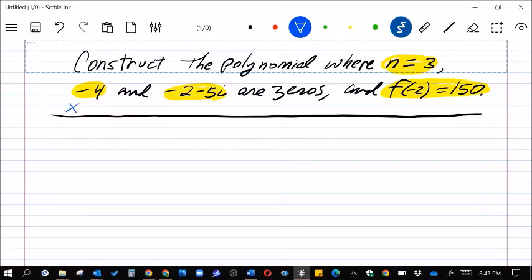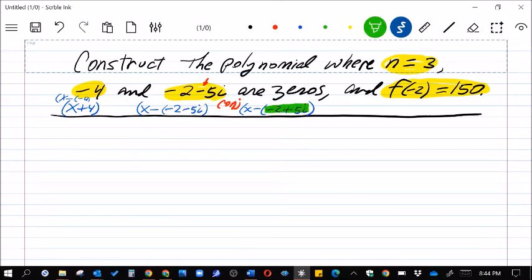So first, let's recognize that that's going to be x plus 4. This one is going to be x minus -4, of course. Then x minus the -2 minus 5i, but I won't go any further yet. But then we also have to do the conjugate. For the conjugate, we only change the sign of the imaginary part of the number. So that means it'll be x minus -2 plus 5i, because this is the conjugate with only the imaginary part changed.